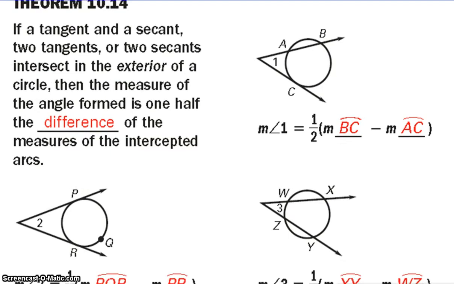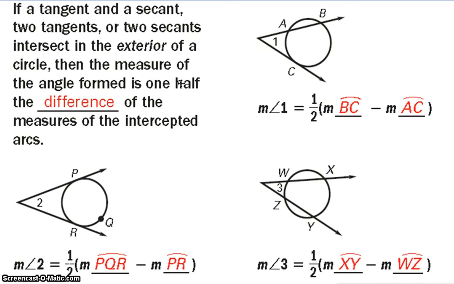Alright, so we have a few more. Let's go ahead and slide this up so we can see better. Alright, in the first one up at the top right, I have a tangent line and a secant. So this is tangent and secant.